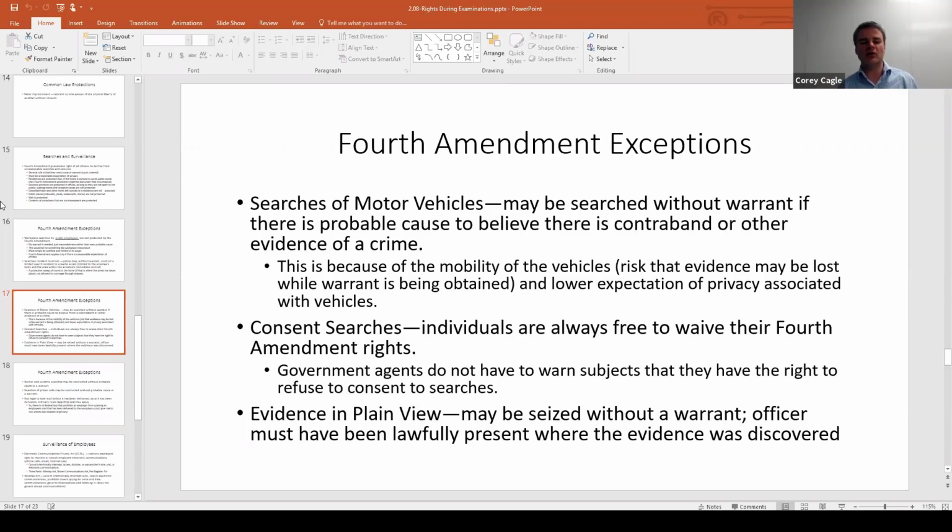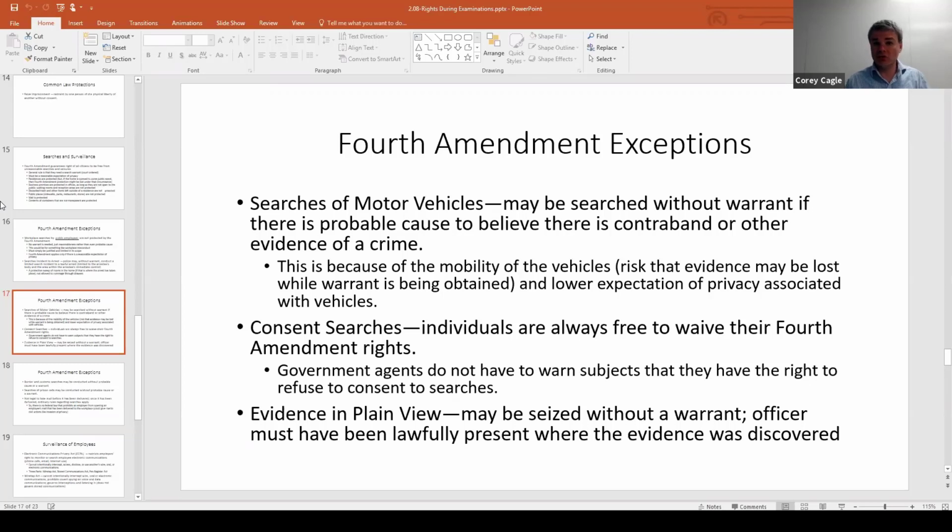So while you're trying to get a warrant, things can happen. So this is a little more urgent. And again, lower expectation of privacy with a vehicle. All right, see right in there. Consent searches. If somebody says, go ahead and search me, they waive their right to the Fourth Amendment protection. You don't even have to warn them that they have the right to refuse it. If they say, go ahead, you can go ahead.